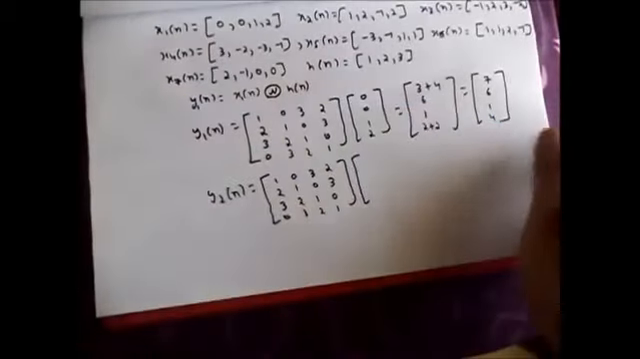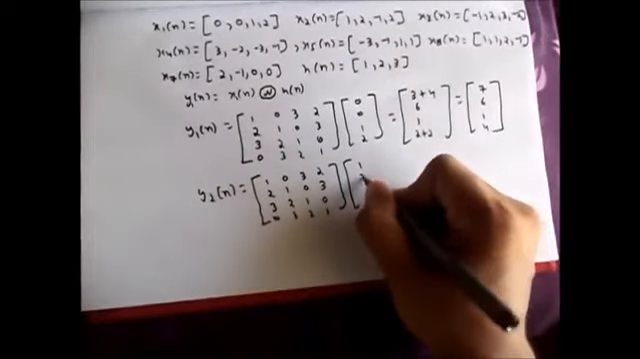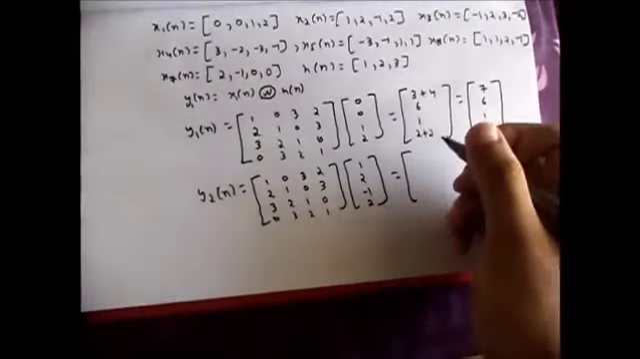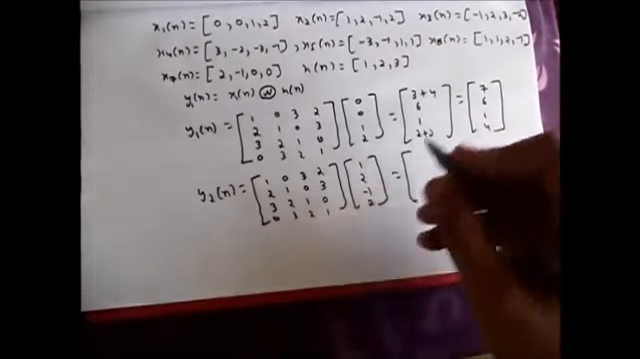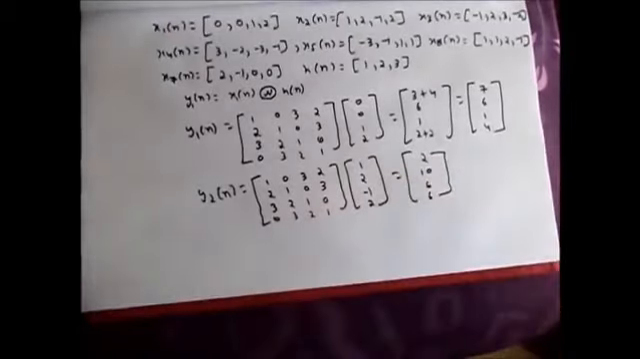And the next input data block, that is the second input data block, is 1, 2, minus 1, 2. Again, after calculating this, we find the value of the second output data block to be 10, 6, 6. Now we will find the value of the third output data block.